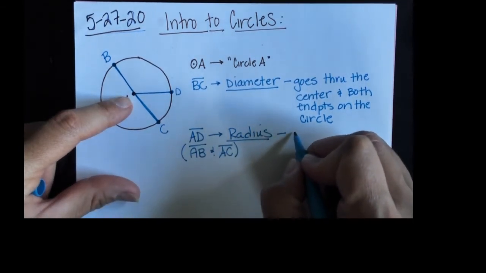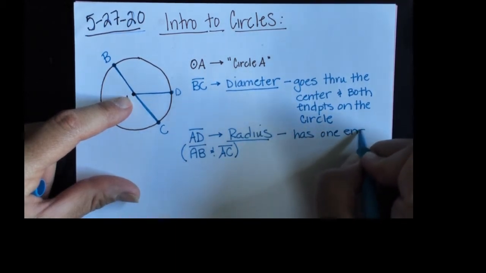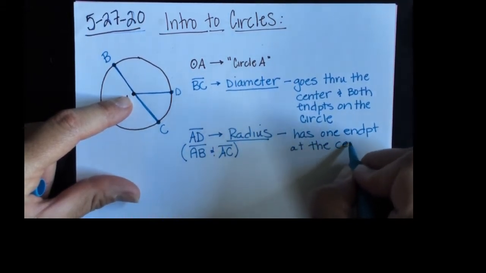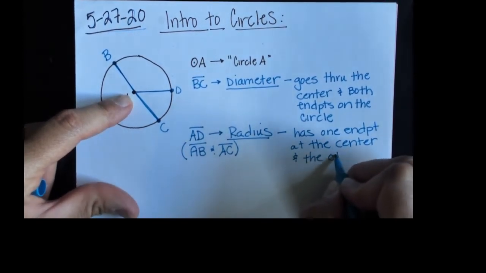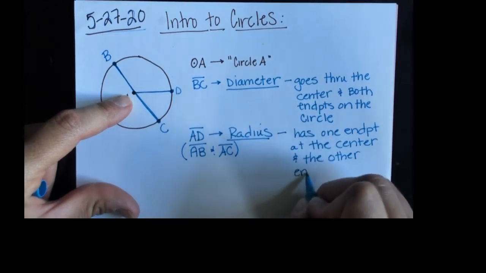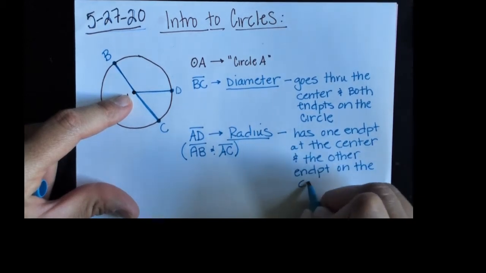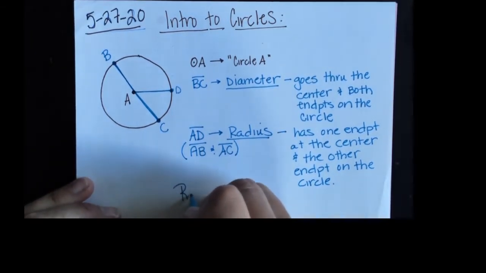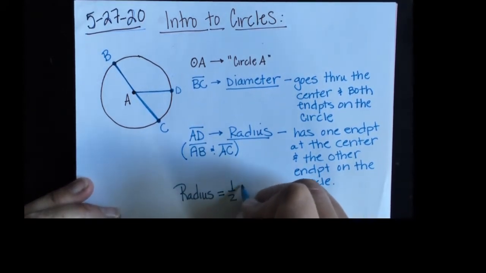And that has one endpoint at the center, and the other end point on the circle. Now, don't forget that the radius is half our diameter.